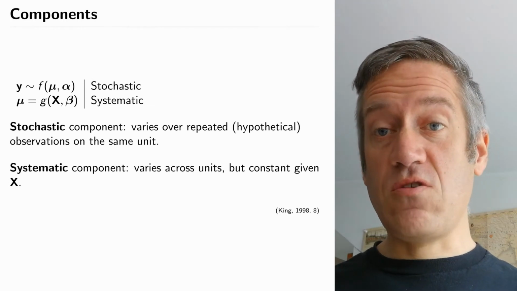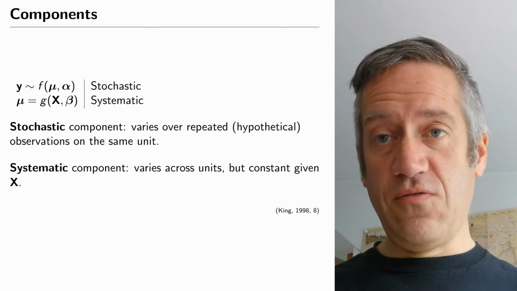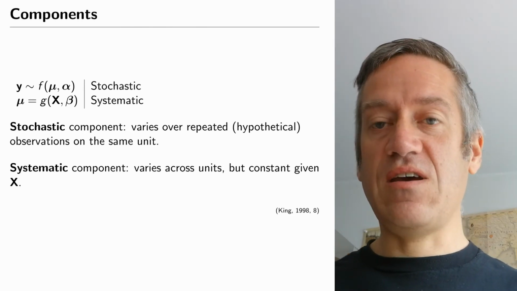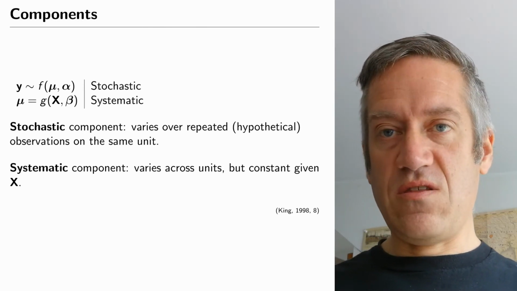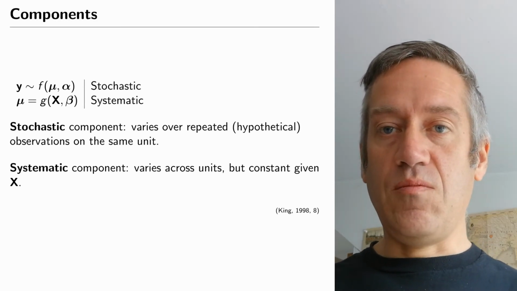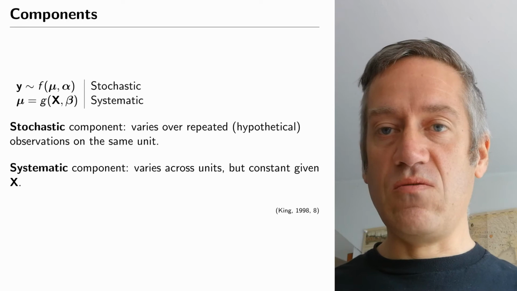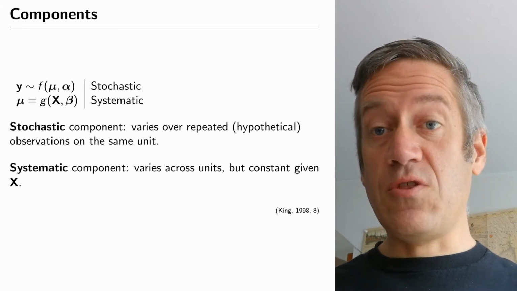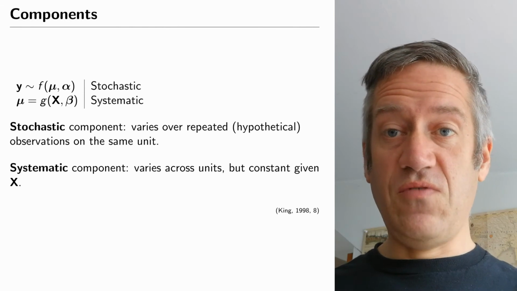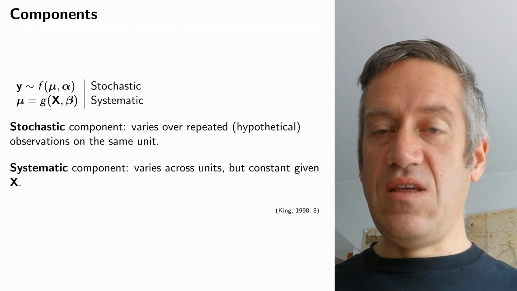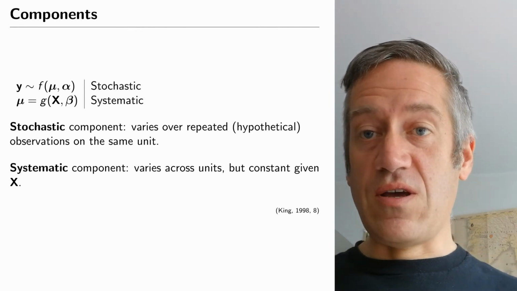We assume that for the stochastic part, there are always other factors playing a role. So even if you have the exact same prediction for x and beta, you're going to get different observations in y. If you observe the same unit at different points in time, or different units with the same predicted values, they will vary. Whereas the systematic component will vary between units, because different units will have different values on x and therefore different predictions. They will be the same as long as x is the same.